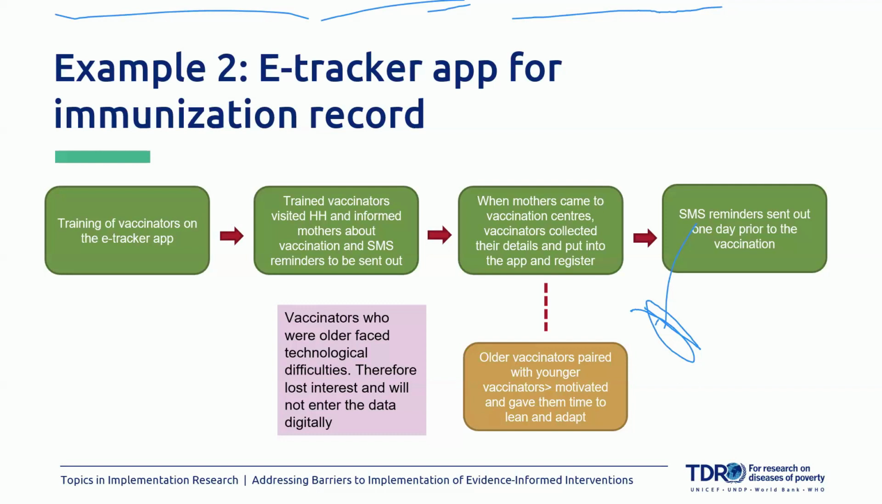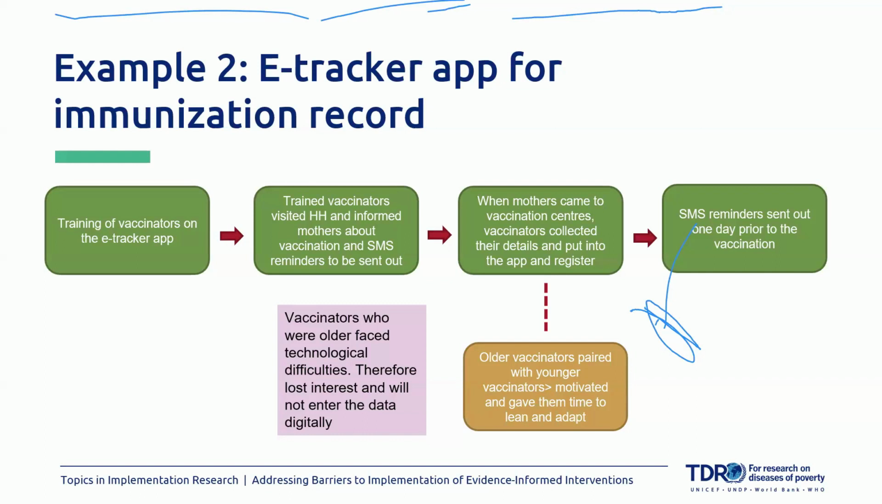Firstly, the vaccinators were trained on the e-tracker app. Then the vaccinators, when they visited the household, were collecting details of the children who needed to be immunized and who were meant for vaccinations. They informed mothers that you have to come to the vaccination center and take the vaccine. The mothers were also informed that the SMS reminder would be sent out a day before the vaccination was due. When mothers came to the vaccination centers, the vaccinators collected their details and put those details into the app, and at the same time also manually put them in the register. For the next vaccination days that were due, SMS reminders were sent out one day prior to the vaccination.